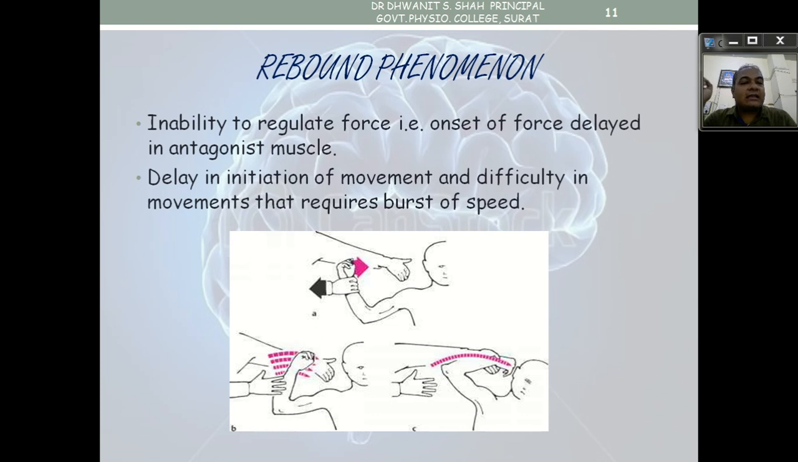It can also be checked in the lower limb when the patient is lying supine or prone. You can flex the knee and give resistance the same way you give resistance at the elbow, and when you release the resistance the leg movement should stop. If it is not stopping and the knee is flexing beyond the range, that is called the rebound phenomenon.